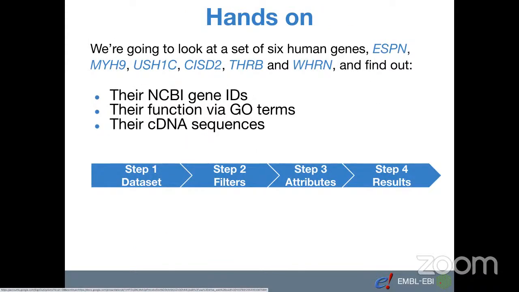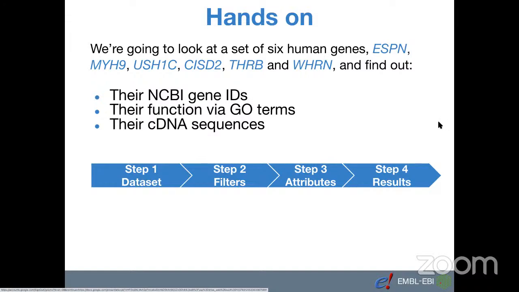Okay, so we are slowly going to move to the demonstration part of the module, but I also wanted to show you how we're going to do the demo on the slides first. So we're going to go through this step by step. So the questionnaire here is about looking at a set of 6 human genes, and we have the 6 human genes mentioned here, and we want to find out their NCBI gene IDs. We want to find out their functions via gene ontology, and also their cDNA sequence.